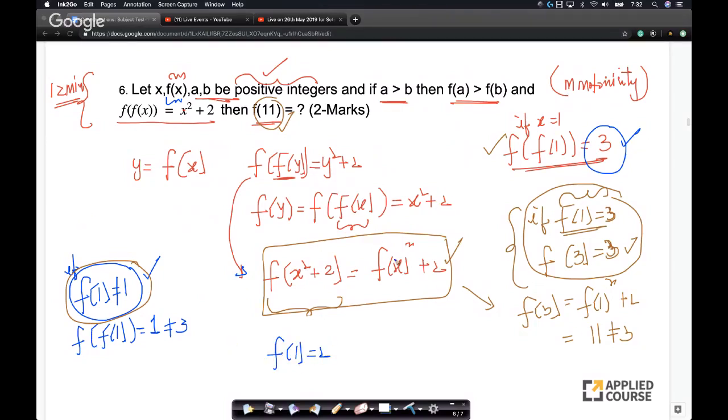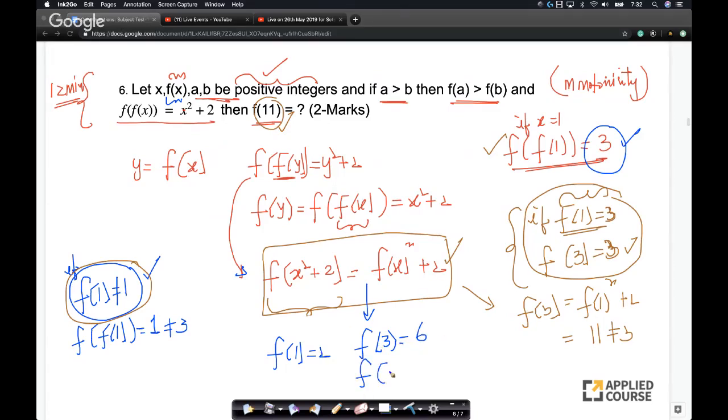Now, if f of 1 equals 2, I can solve this problem straightforwardly, right? Then what is f of 3? I place x equals 1, right? If x equals 1, this becomes 3. Then f of 3 equals f of 1 squared plus 2. What is f of 1? 2, right? 2 squared plus 2. So this is equal to 6.